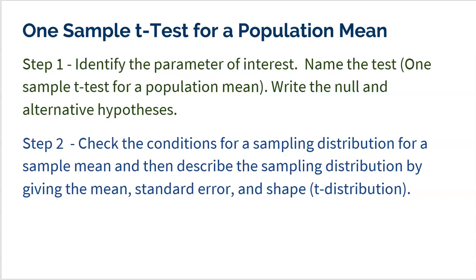based on the problem that we were given. Now, step 2 is to really build that sampling distribution. So you have to check the conditions as you're building it. You have to make sure that you find the mean, the standard error, and the shape, which is of course going to be a t-distribution for the sampling distribution. Once all that's ready to go, it's time to move on to step 3.